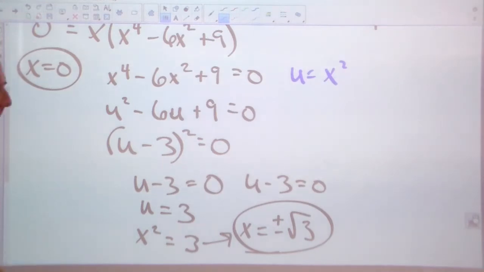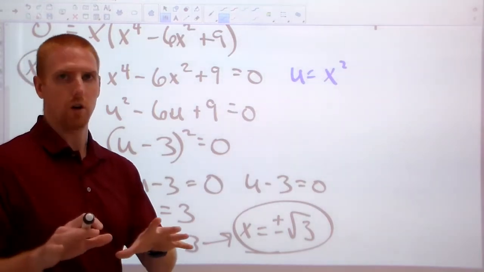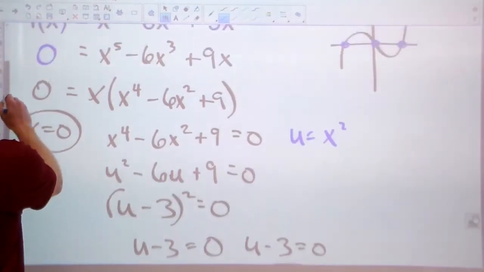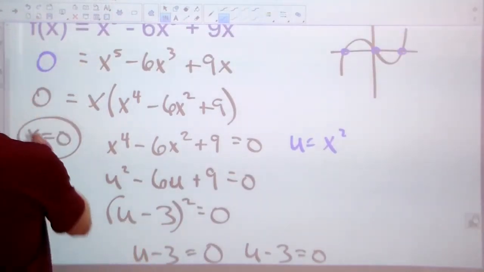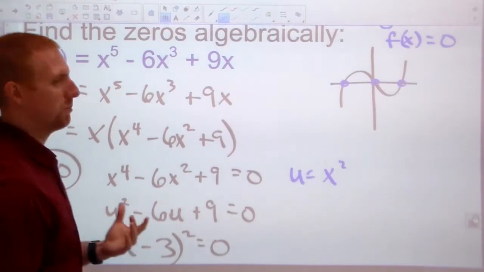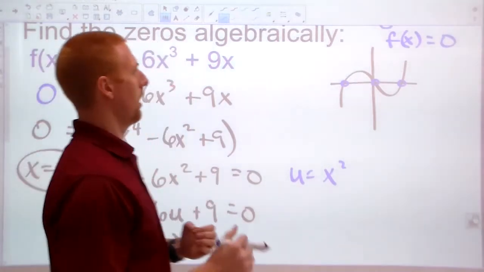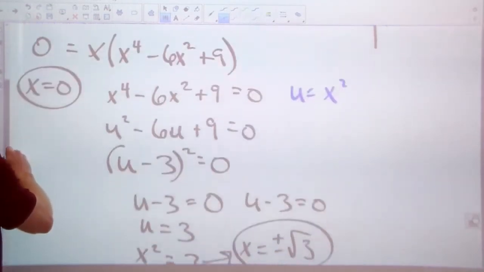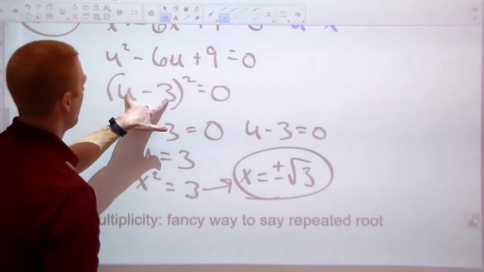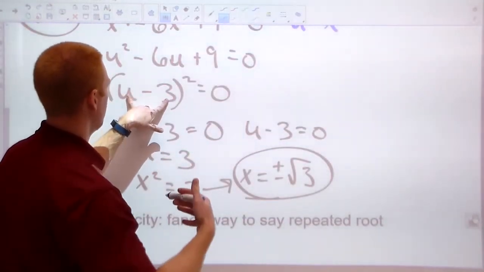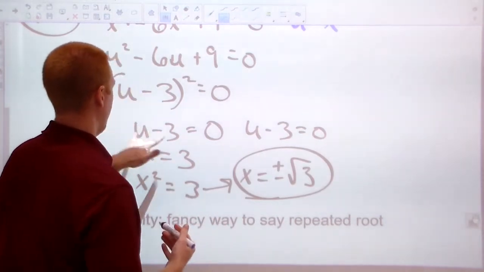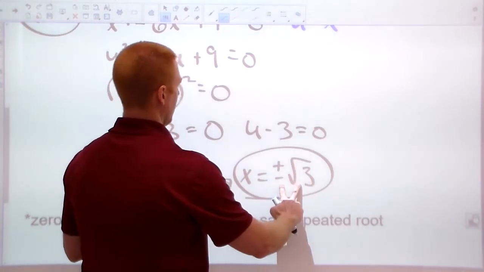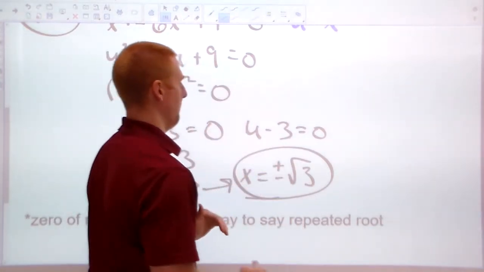Now, hopefully, there's a little alarm going off, and you remember somewhere along the line there was x to the 5th in the beginning, so weren't there supposed to be maybe 5 solutions to this problem? And yeah, technically there are. And that's why I left it factored this way. The u minus 3 squared, you had it 2 different times, which means that these two solutions here would have been repeated a second time.